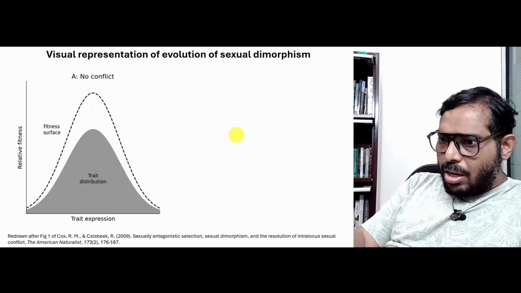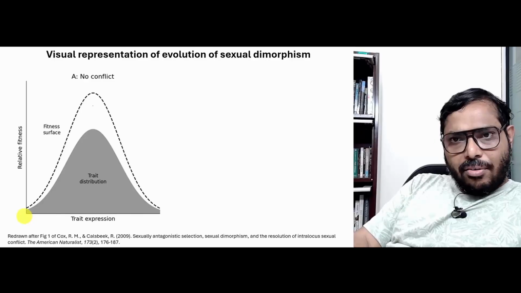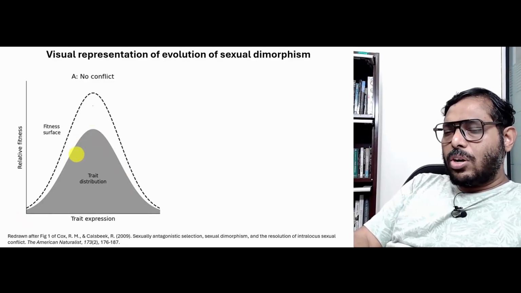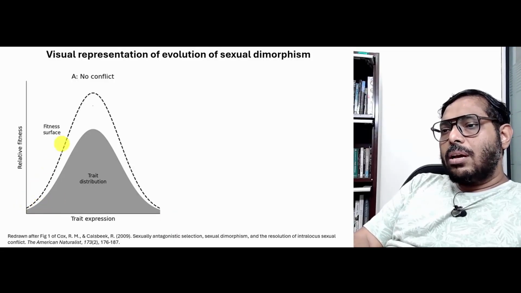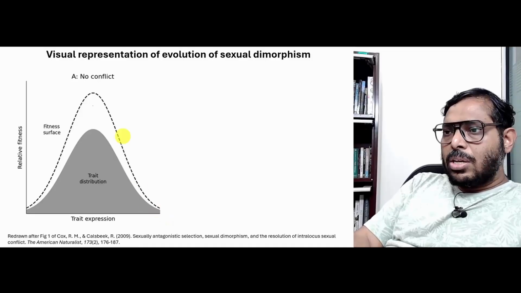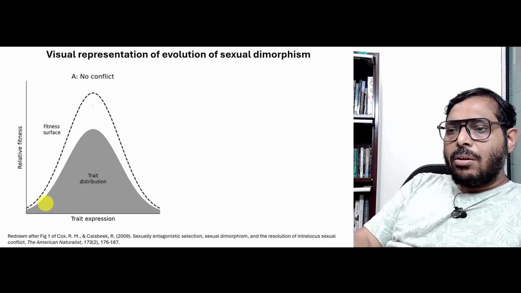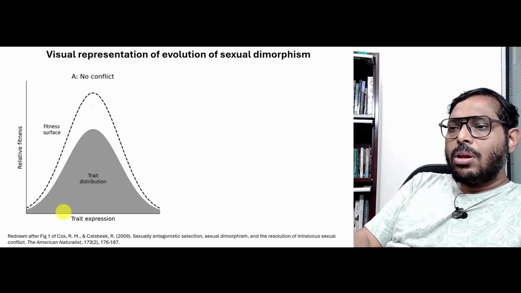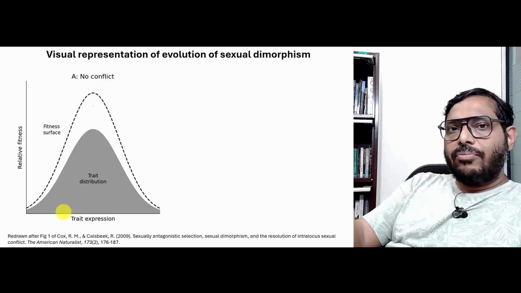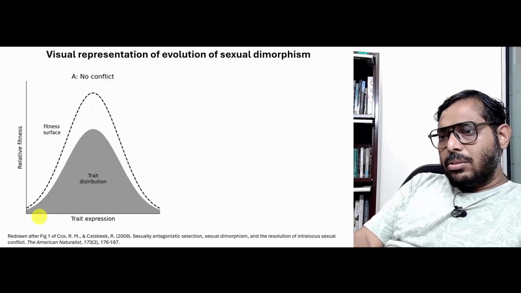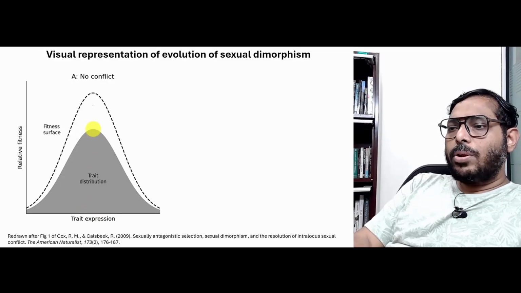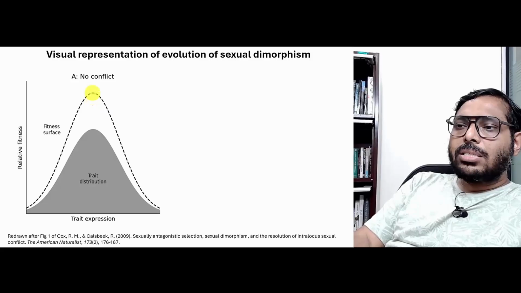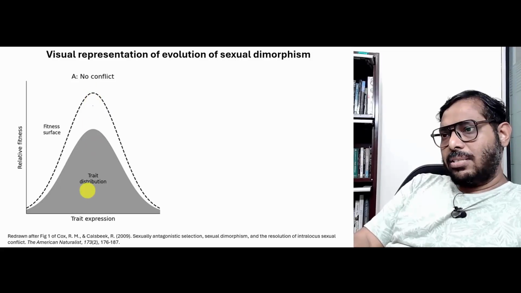So, let us assume that we have a trait and this is the distribution of the trait in the population, right. And what we also have is the fitness surface. What is the fitness surface? So, the fitness surface is simply telling me that for a given value of the trait, what is the fitness value, okay. And right now there is no conflict over here. So, the same fitness surface operates for both the male and the female. So, what you see over here is that the trait distribution's optimum, maximum, is here, and this is where the fitness is also maximized, makes sense.